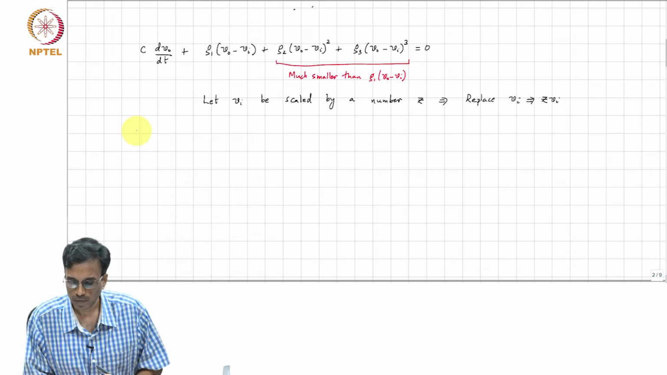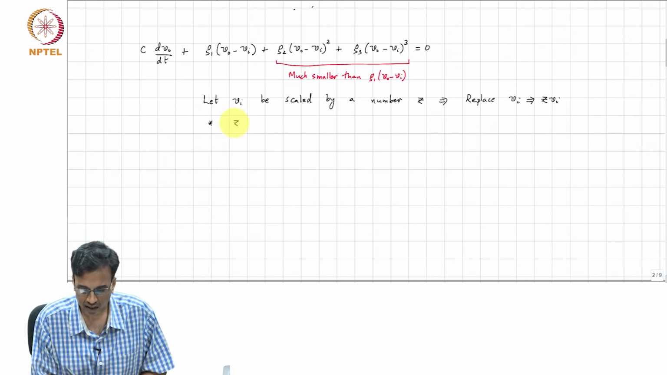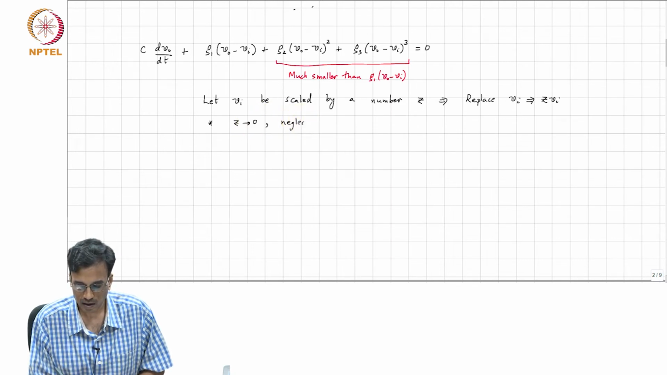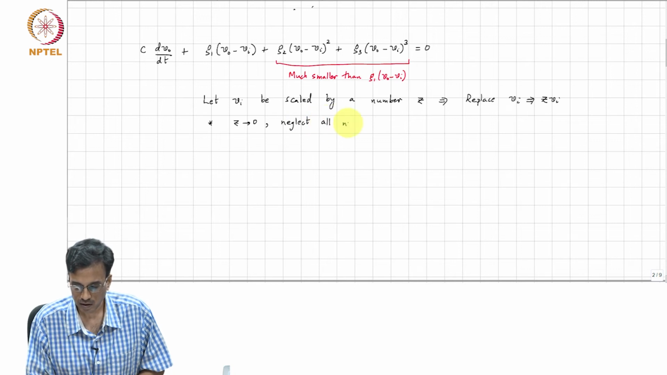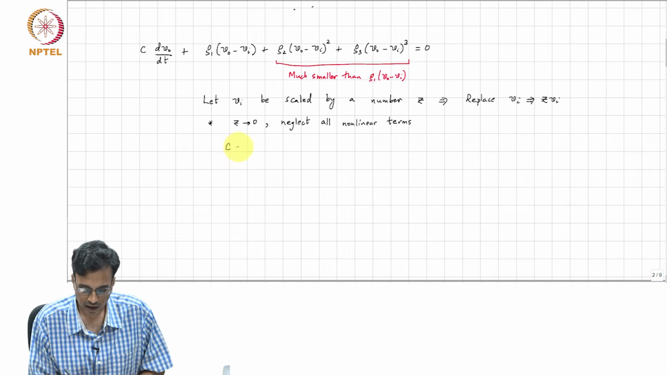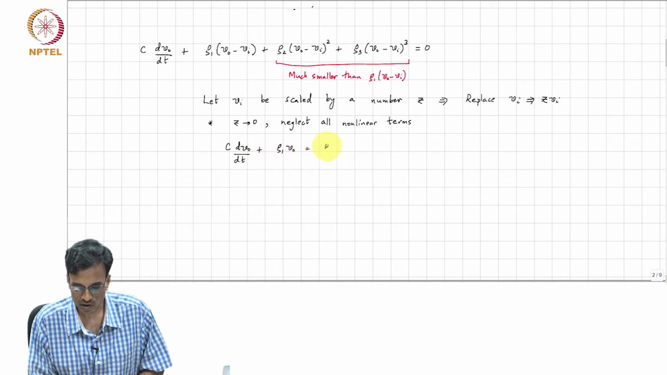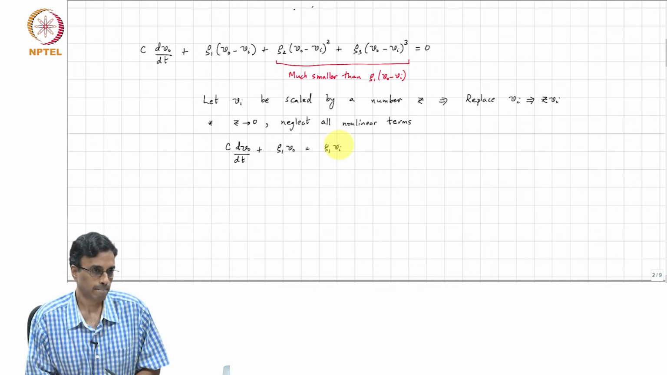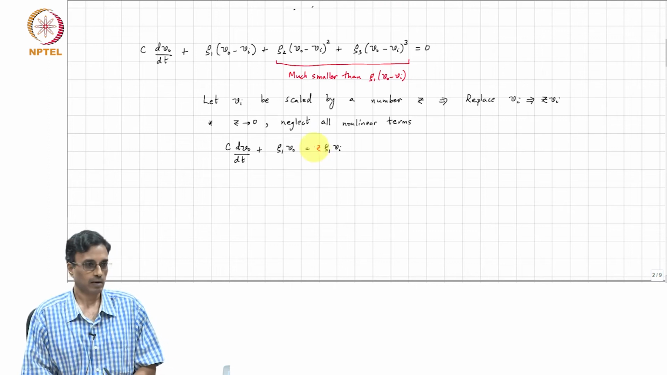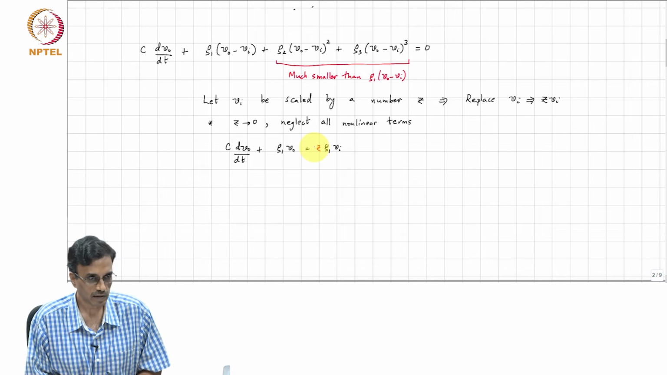So, okay. So, as z tends to 0, you can neglect the nonlinear terms, and therefore, c times dVo by dt plus G1 times Vo is equal to G1 times, sorry, I should have z here, times z Vi. Does it make sense? Right.